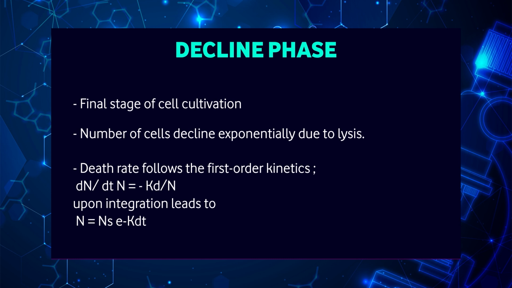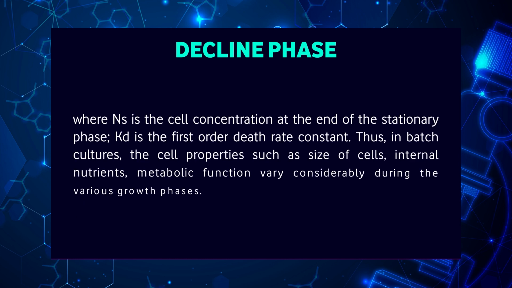dN by dt becomes minus kd times N. Upon integration, it gives the equation N equals Ns e raised to power minus kd t, where Ns is the cell concentration at the end of stationary phase, and kd is the first order death rate constant. Thus in batch culture, the cell properties such as size and internal nutrients vary considerably during all the growth phases.